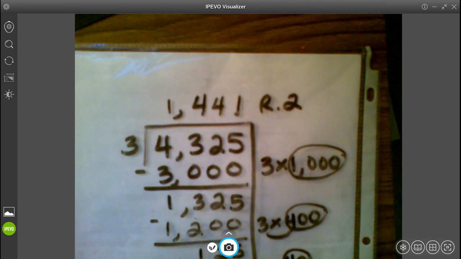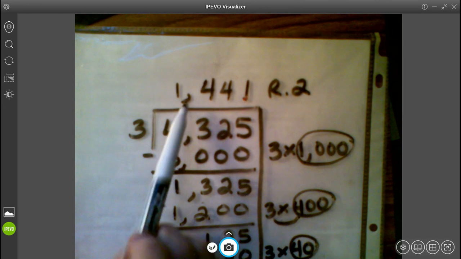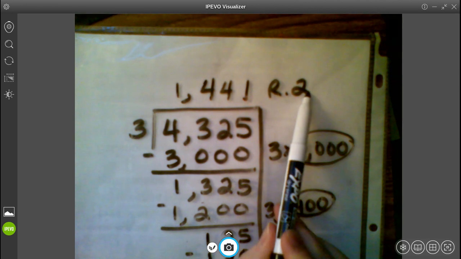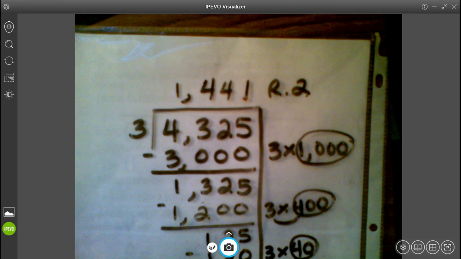Okay, now remember, we could check our work using multiplication. We would multiply our quotient times our divisor, and then we would add on that remainder, and we should get 4,325 if we did all of our steps correctly.